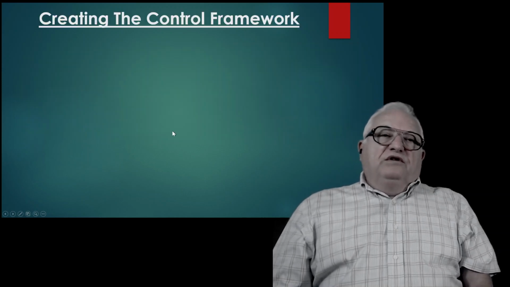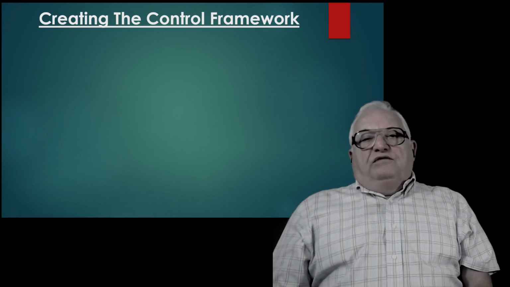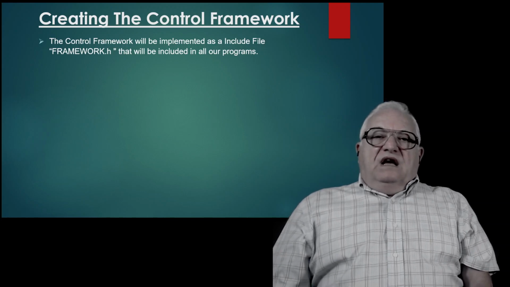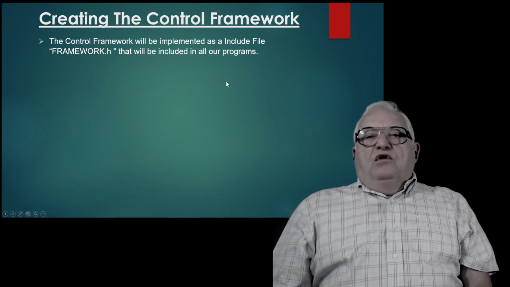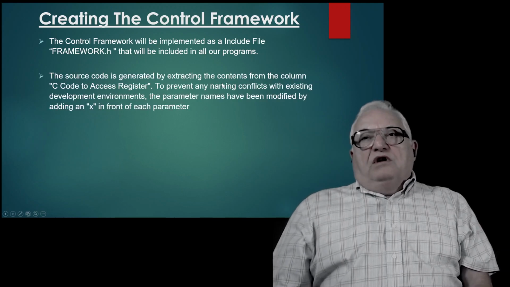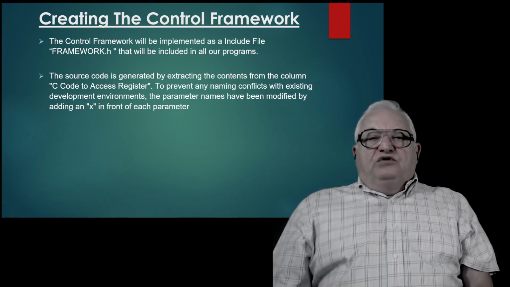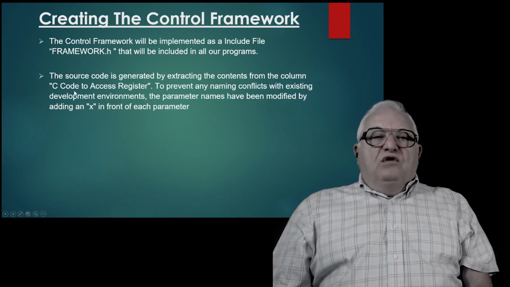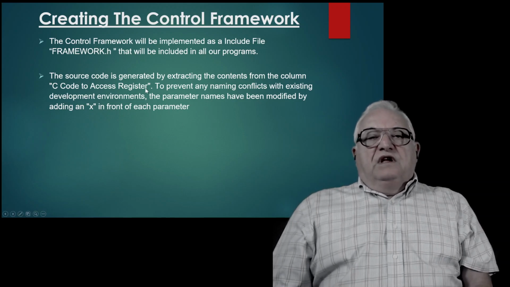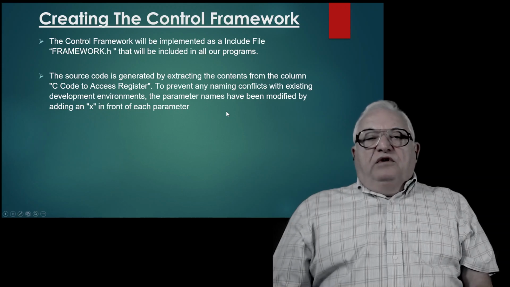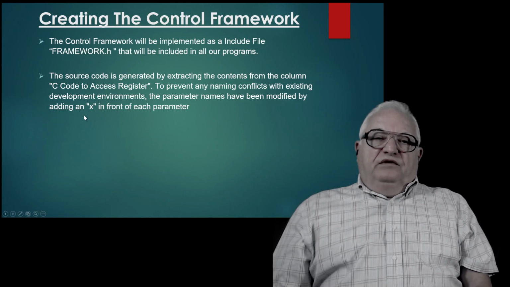Okay, so now we're going to physically create the control framework. The control framework will be implemented as an include file, which I'll call framework.h, that will be included in all our programs. The source code is generated by extracting the contents from the C code to access register column, like I noted. To prevent any naming conflicts with the existing development environment, the parameter names have been modified by adding an X in front of each parameter.